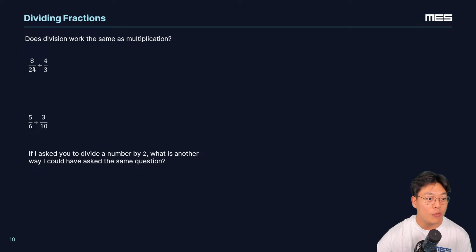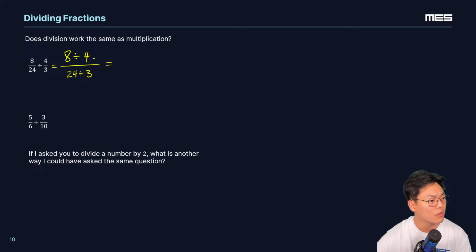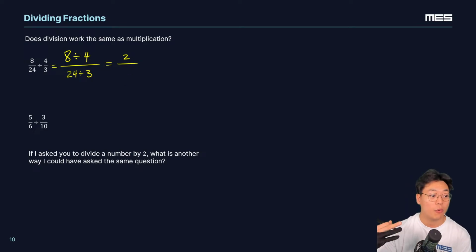8 over 24 divided by 4 over 3. Well, learning from our multiplication, how about we just divide straight across? What if we have 8 divided by 4 all over 24 divided by 3? Well, what's 8 divided by 4? Really quick in the chat. What's 8 divided by 4? And then tell me right after the denominator, what's 24 divided by 3? 2, right? Yeah, 2 all over 24 divided by 3.